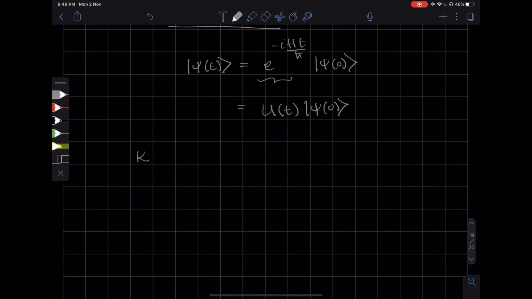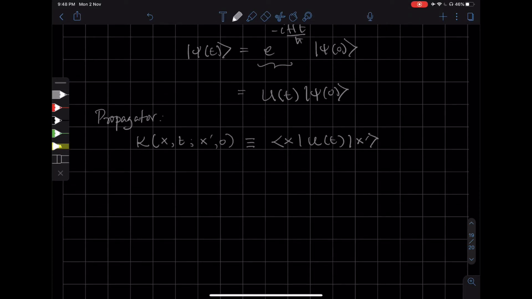Then the propagator, which is written by K, x at time t and x prime at some earlier time, which we can take to be 0 for convenience, is given by the time evolution operator sandwiched between the eigenfunction, or the eigenstate, of the position operator. On the right side, it's x prime. So this is the definition of the propagator in non-relativistic quantum mechanics.